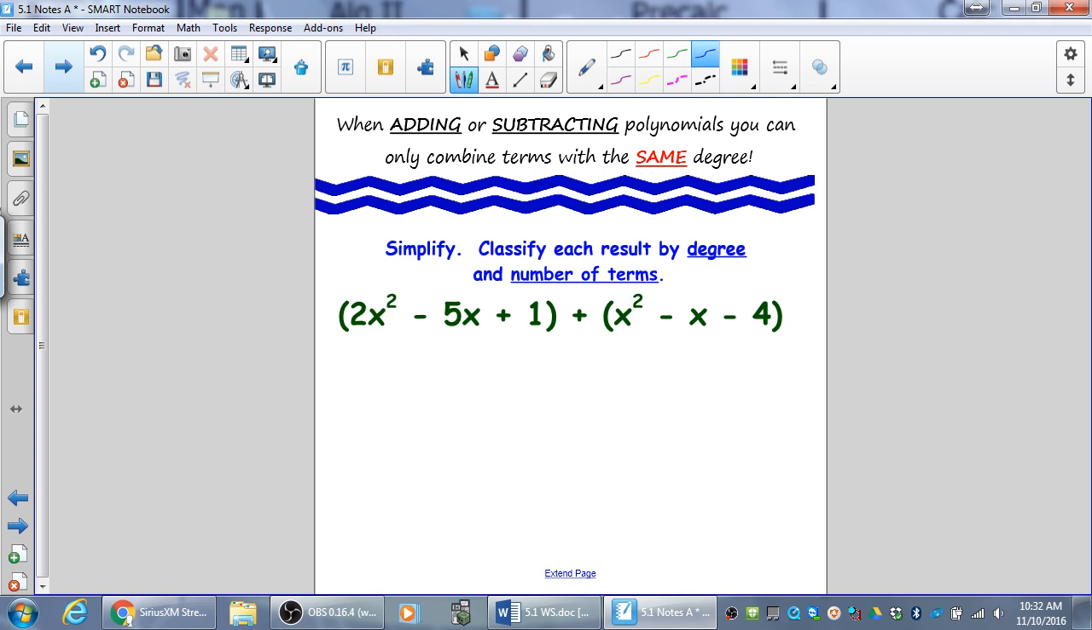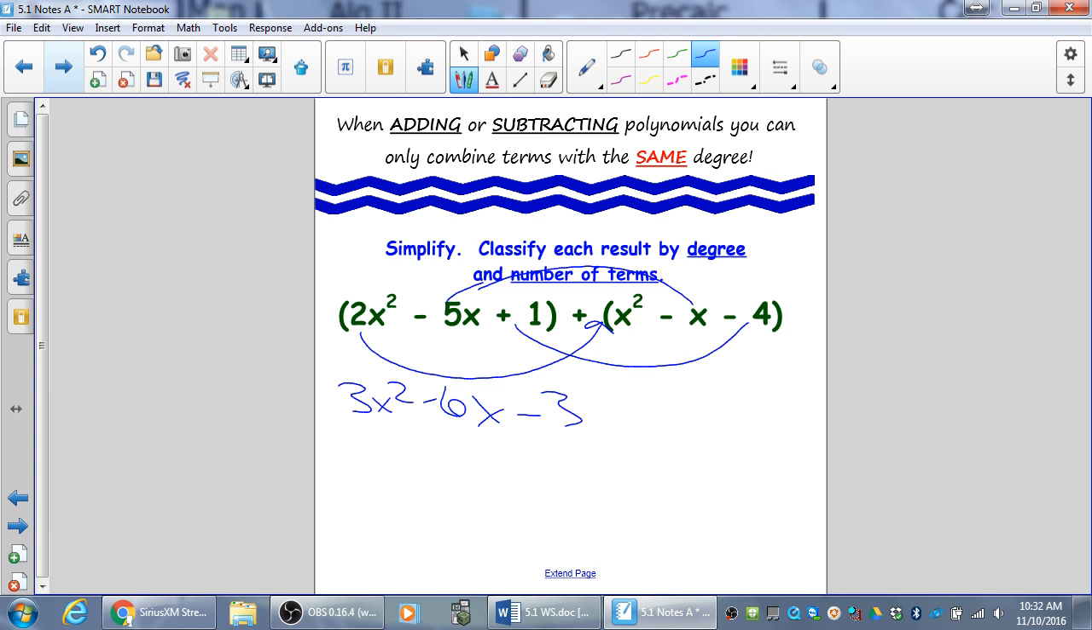When adding or subtracting polynomials, you can only combine terms with the same degree. Same variables to same powers. That's the only thing you can add. All right, so we have 2 plus 1 is 3. Negative 5 plus negative 1 is negative 6. 1 minus 4 is negative 3.